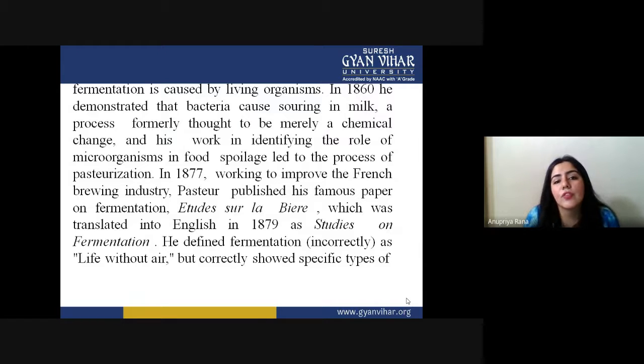In 1860, he demonstrated that bacteria cause souring in milk, a process formerly thought to be merely a chemical change. His work identifying the role of microorganisms in food spoilage led to the process of pasteurization. So basically, he found that some bacteria change the chemical composition of milk, and to prevent that, he made a new discovery, pasteurization, for the long life of milk. Working to improve the French brewing industry, Pasteur published a famous paper on fermentation, which was translated into English as Studies on Fermentation.